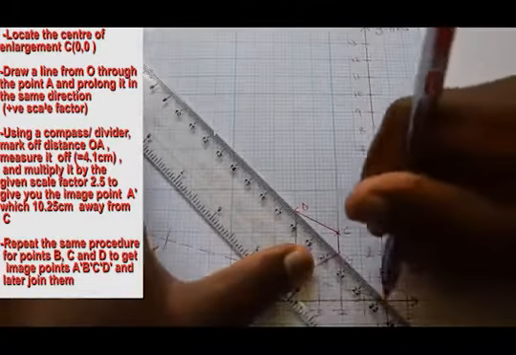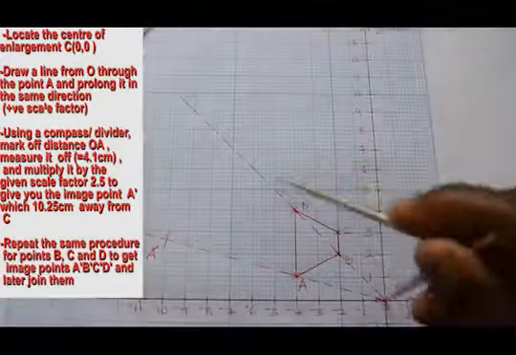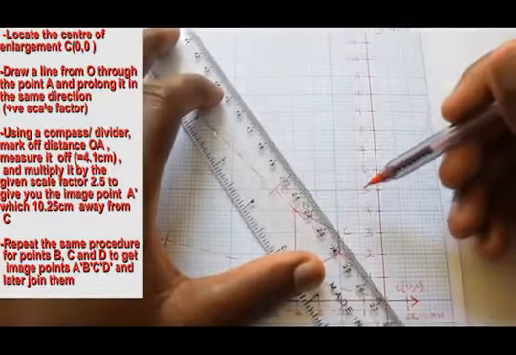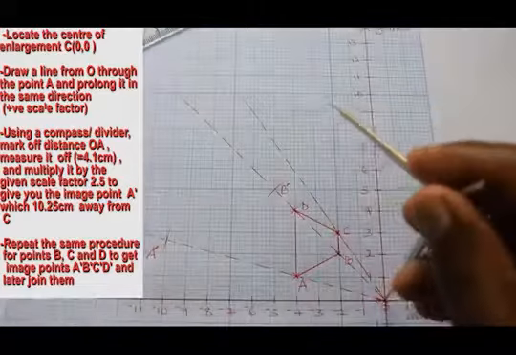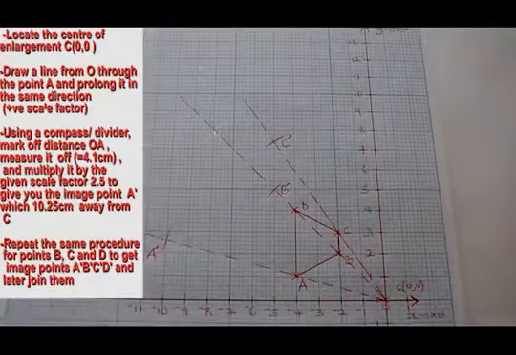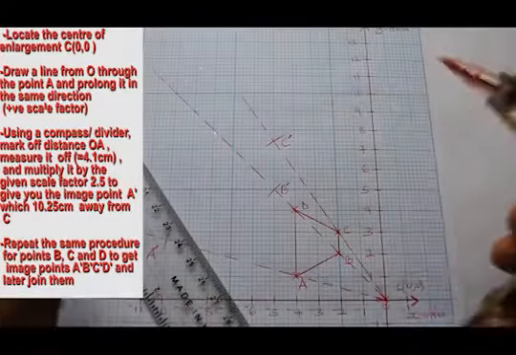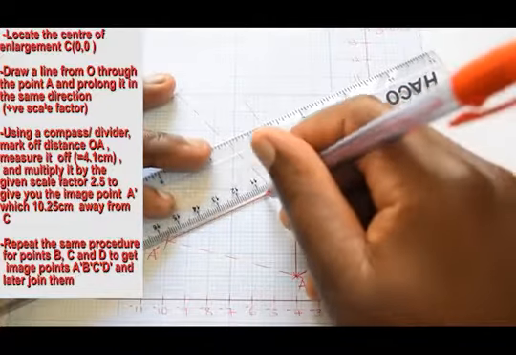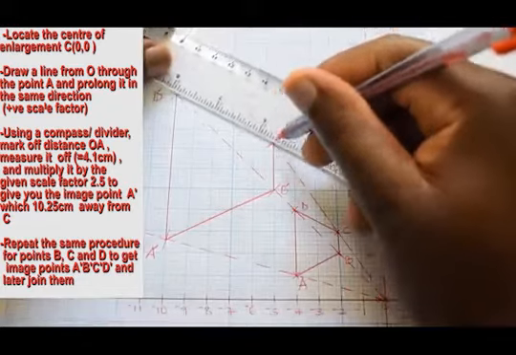Let's repeat the above procedure for points B, C, and D to get the remaining image points B prime, C prime, and D prime. Using a ruler, join the points A prime, B prime, C prime, and D prime to form the image shape.